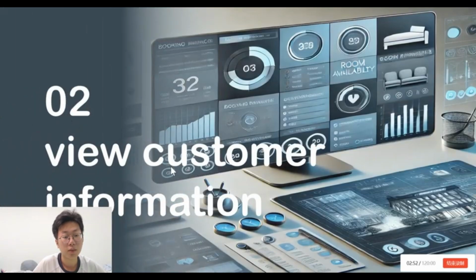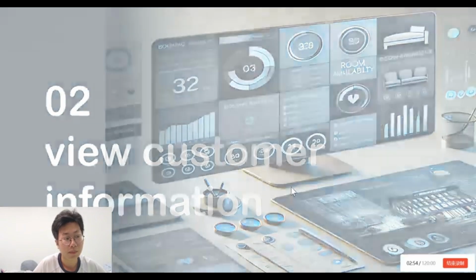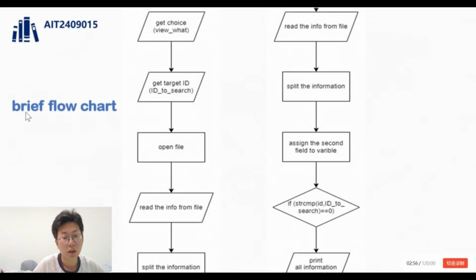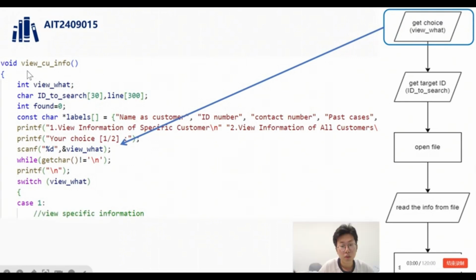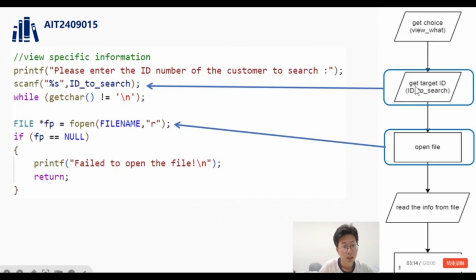The second part, view customer information, is the brief flowchart. To view customer information, we first get the choice, the variable view. What does the user want to view? The information of a specific customer or the information of all customers. And then get the target ID, the variable ID to search, and then open the file.